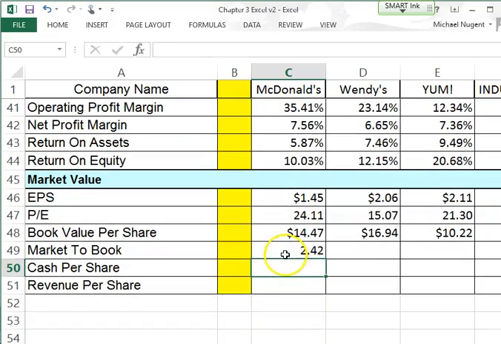So McDonald's is trading 2.4 times book. So that's actually not too outrageous. The stock price is 2.4 times the book value. But Yum Brands, the stock price is 4.4 times the book value. And that's because they don't have as much equity at the Yum company. So, of course, their book value per share compared to the stock price is going to be higher in the market to book.